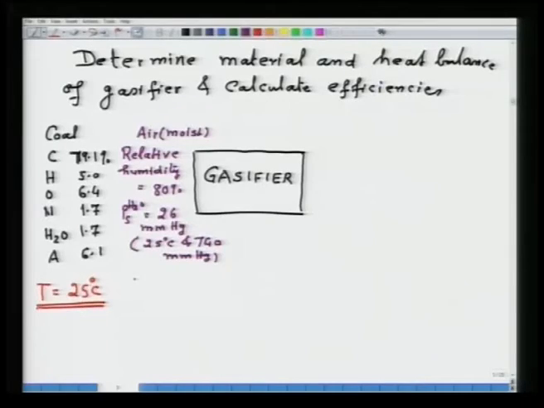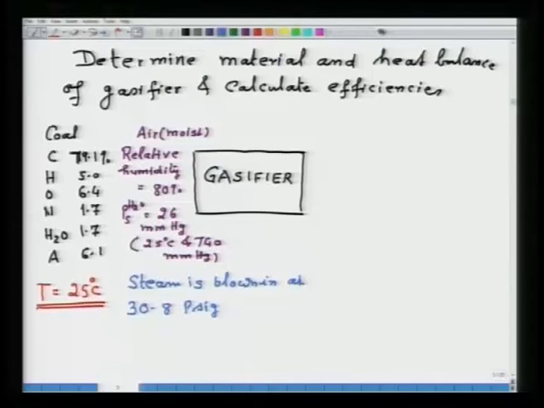Now, here also it is given that steam, you have to blow at certain pressure. So, steam is blown in at 30.8 PSIG. You must be knowing this unit, pounds per square inch gauge pressure. That means it is gauge pressure, it is not absolute pressure. You have to add 14.7 to the gauge to get the absolute pressure. Steam is blown in at this pressure with the blast of air.